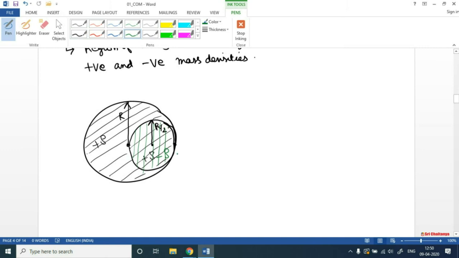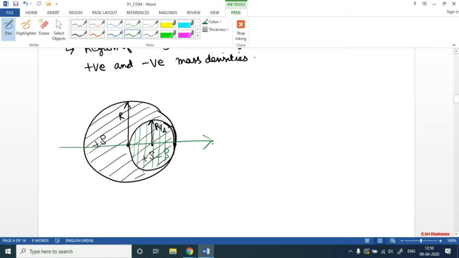So this region of cavity will effectively become mass free. Okay, and now we will be having simply a two body system, for which we would like to find out the center of mass. So now let's move ahead with the calculation.